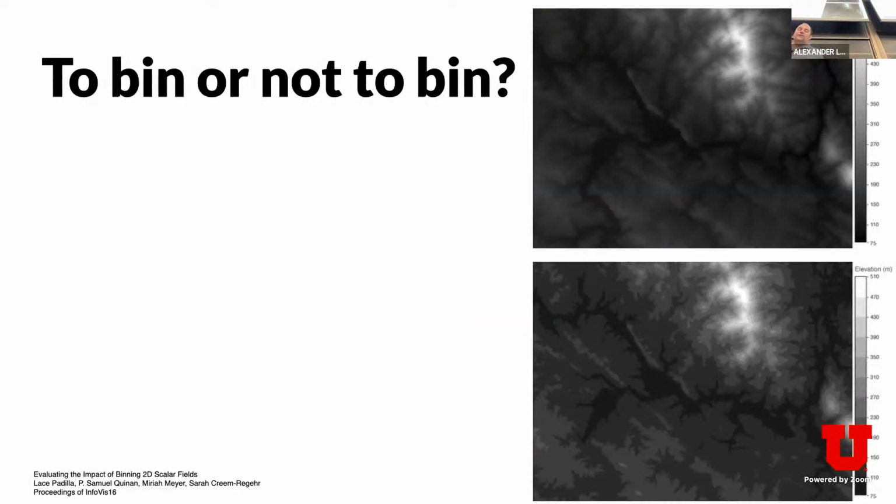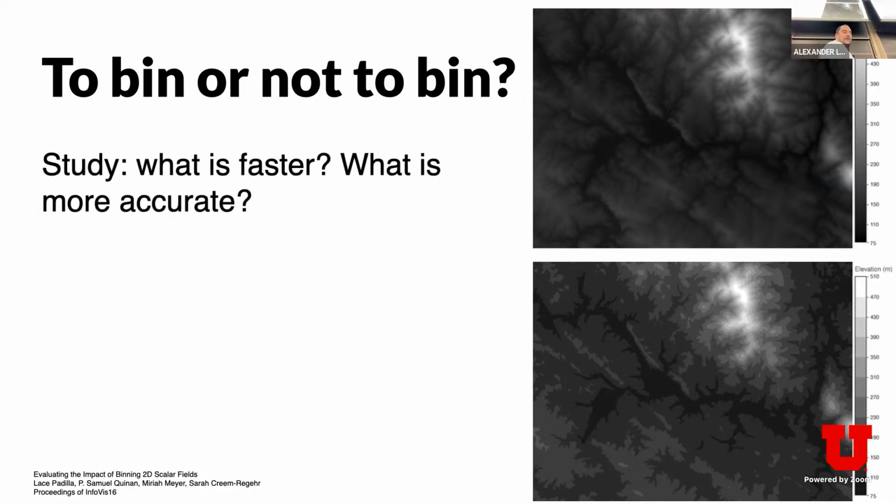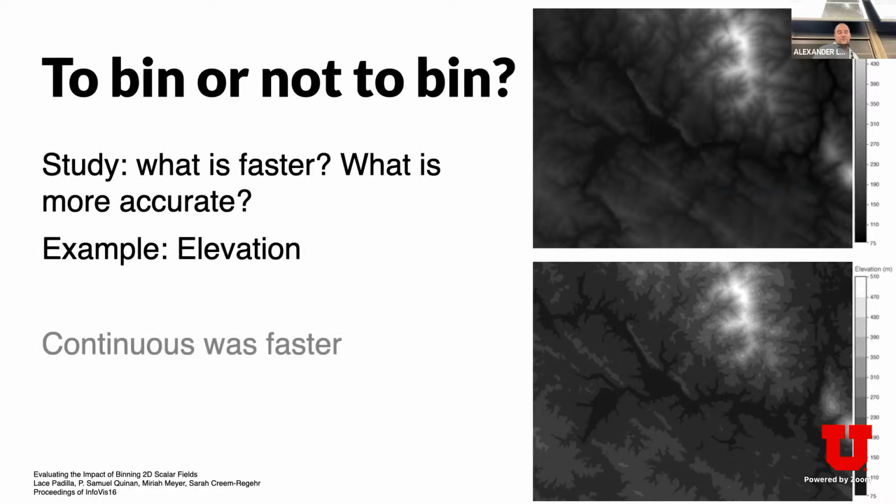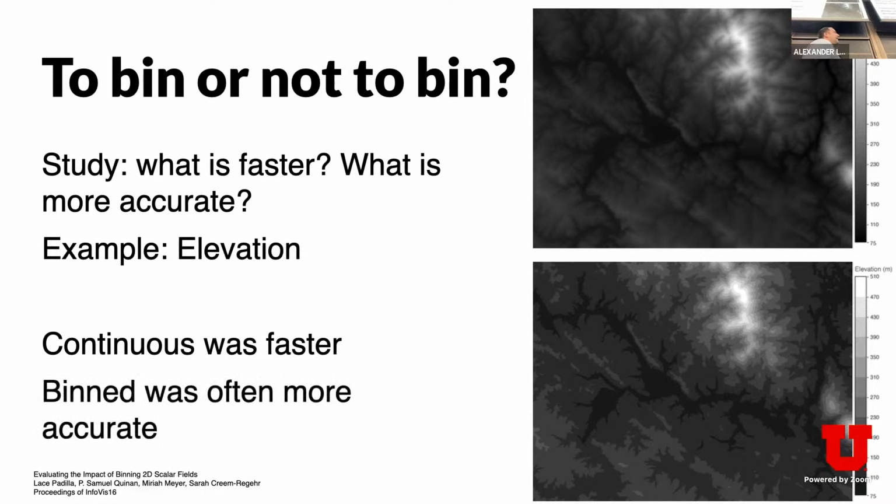Another question, and I mentioned this earlier, is to bin or not to bin. People in our lab did a study on this. They asked what is more accurate and what is more precise, if we show you a binned gradient elevation map, which shows you a mountain range, or a continuous one. The interesting thing is that for this elevation map, they found that the continuous one tended to be faster. People were faster at spotting, for example, the highest value with continuous scales, but the binned one was often more accurate.